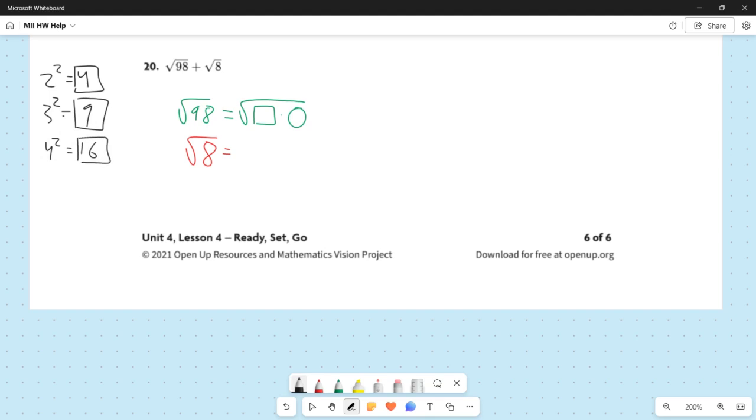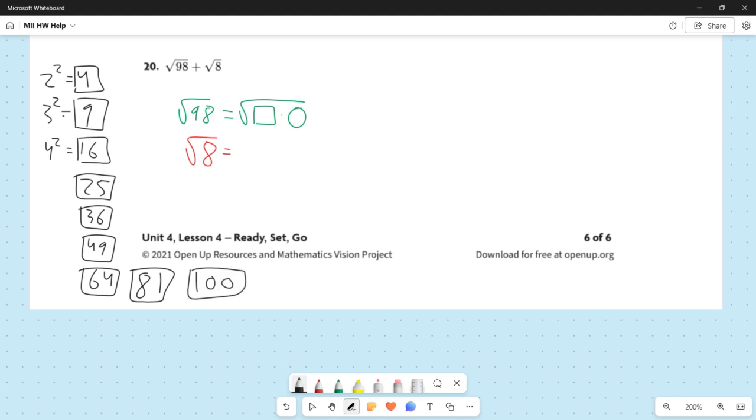So this continues. 25, 36, 49, skipped one, 64, 81, 100, and so on, right? This is an infinite list, obviously. But every single number that's in a box right now, that's a square number. And what we want to do is figure out which of these, and this continues indefinitely, is the largest that I can divide evenly into 98.